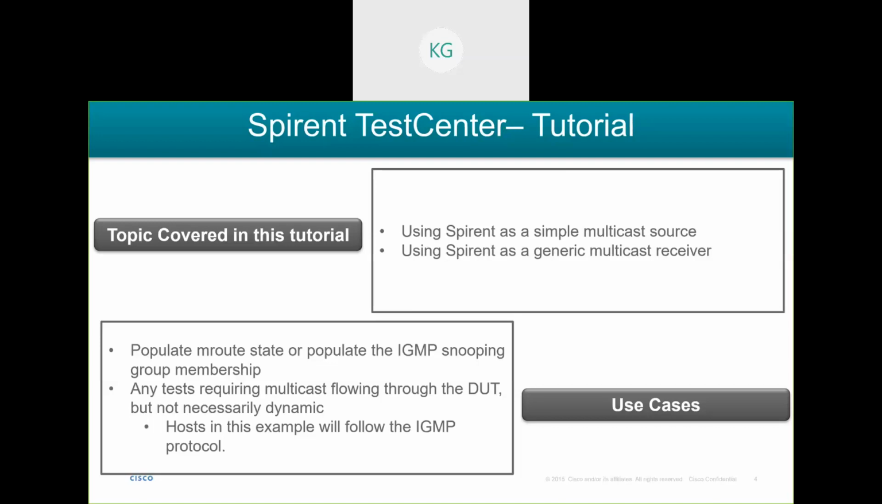Now the one benefit here compared to say an IXIA is that Spirent will allow you to generate a host that follows the IGMP protocol very easily. So it will respond to membership reports, it'll send joins, it could send leaves, it could do whatever you want, just as if it were an actual client. So let's go ahead and see how it's done.